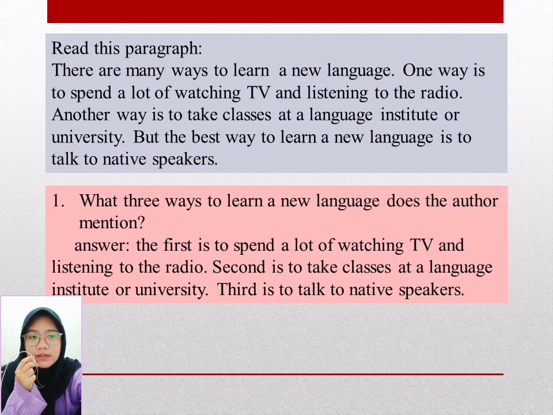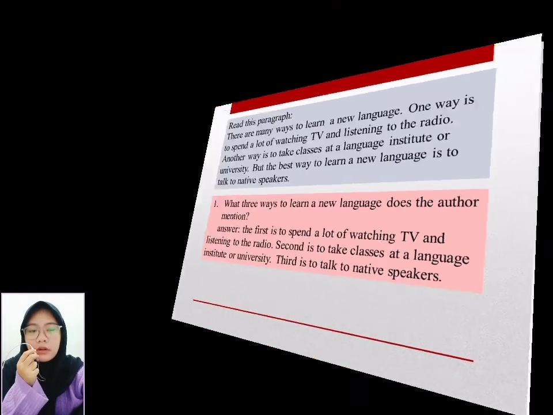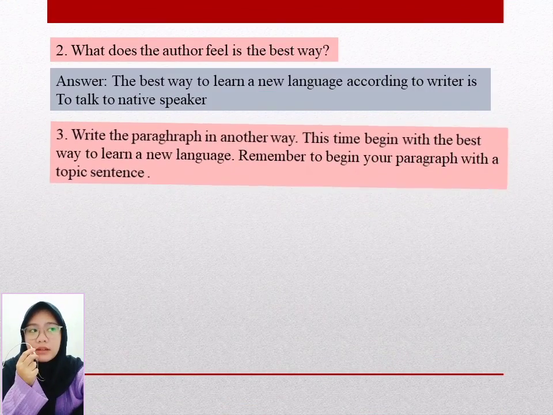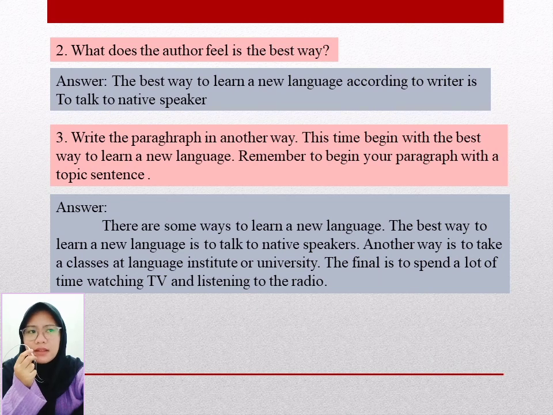So my answer is: the first is to spend a lot of time watching TV and listening to the radio. Second is to take classes at the language institute or university. Third is to talk to a native speaker. Alright, we continue to the second question: what does the author feel is the best way? So my answer is: the best way to learn a new language according to the writer is to talk to a native speaker. And the third question is, write the paragraph in another way.